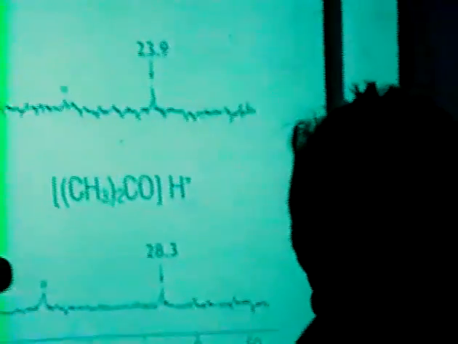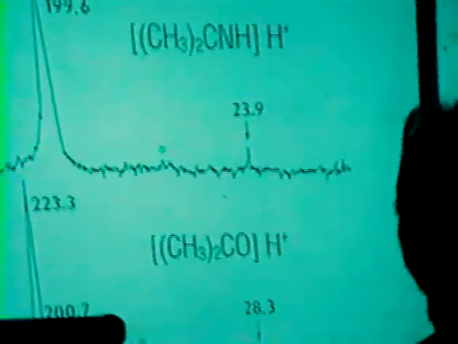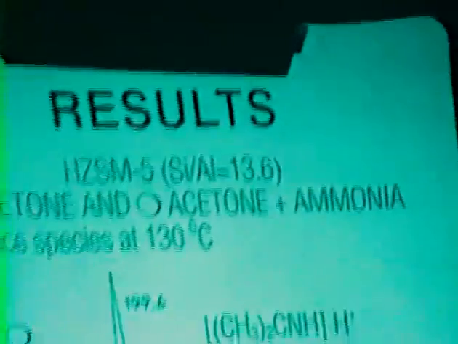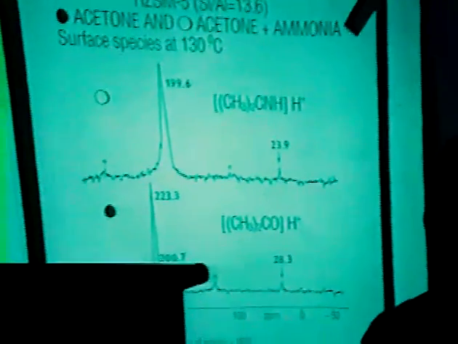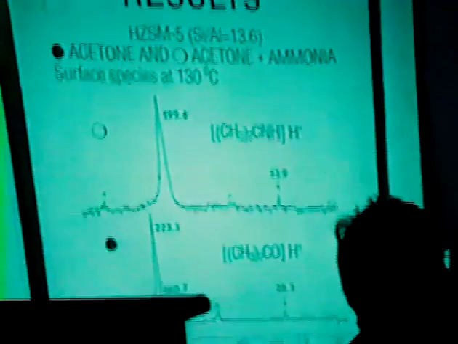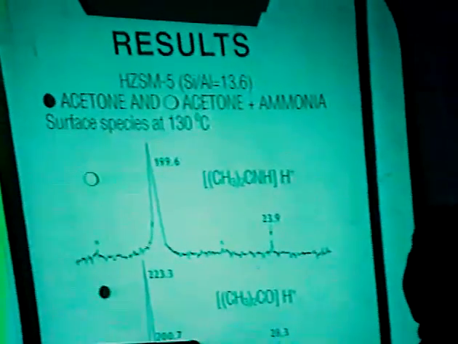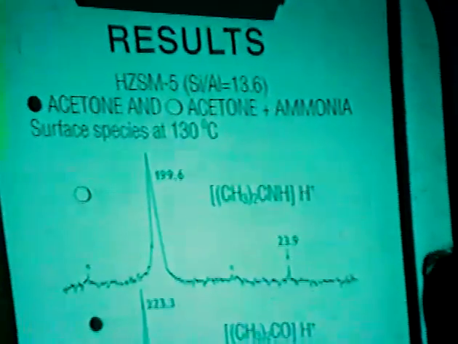This change can be very well seen when ammonia reacts with protonated acetone. It's shown here. You will see the protonated acetone, and when we introduce ammonia, this protonated imine-like species is formed with the shift of the signal to these lower values of imine.